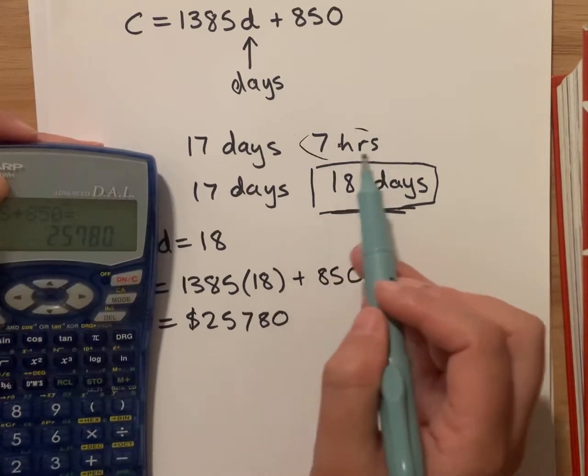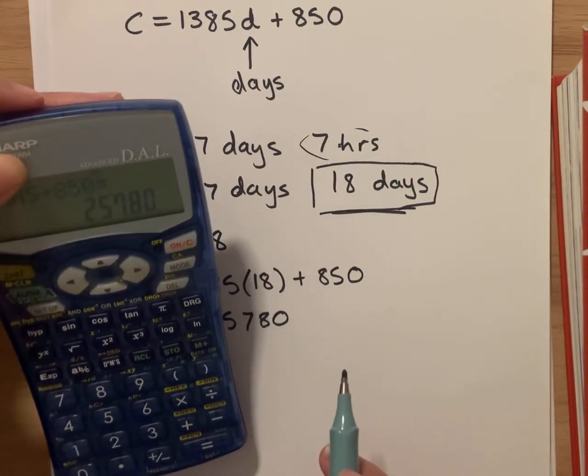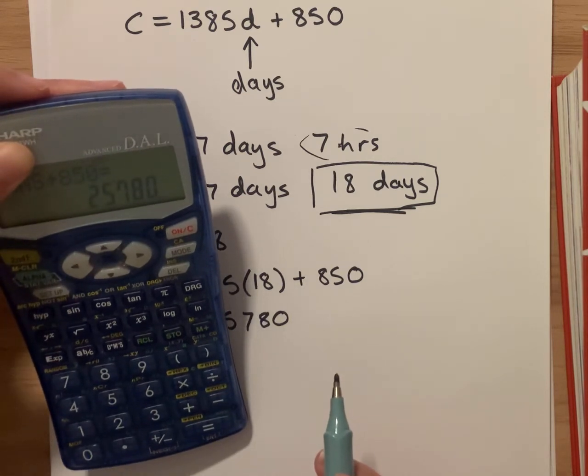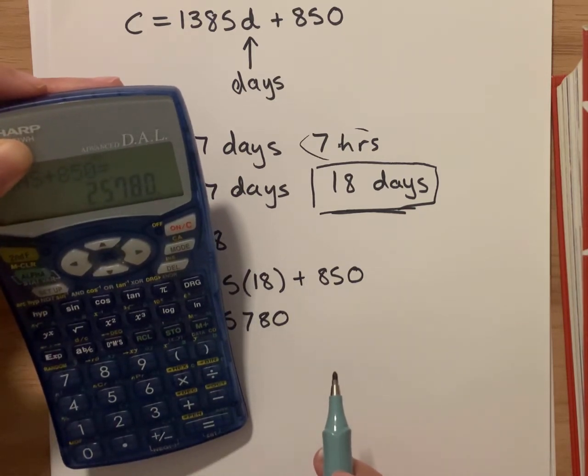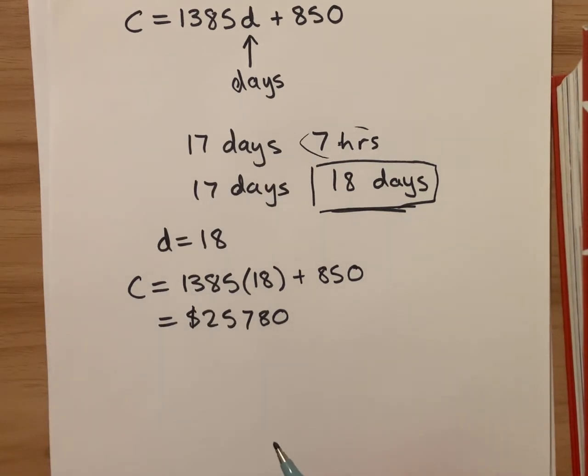Don't worry about this extra 7 hours if it says that you have to pay for the whole day anyway. So it says, irrespective of the hours, the Bobcat is hired for the number of days. Okay, so 25,780 is D. So the correct answer is D.